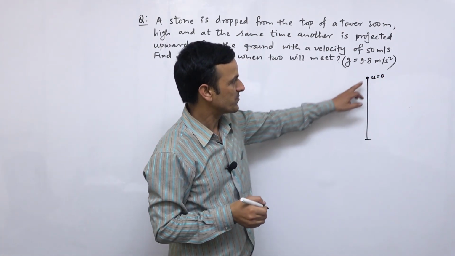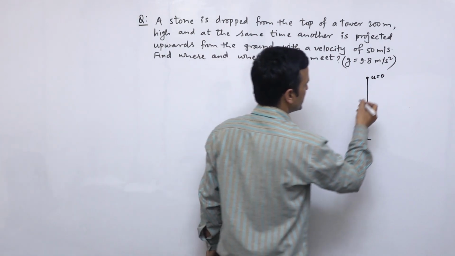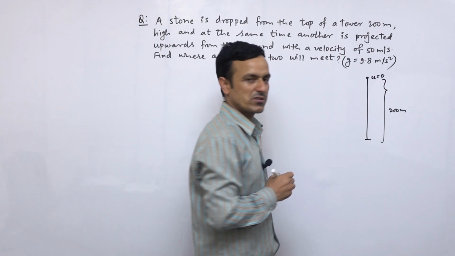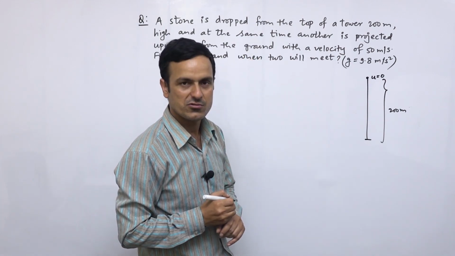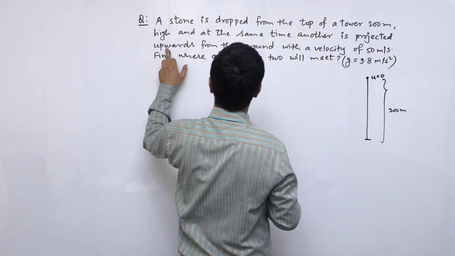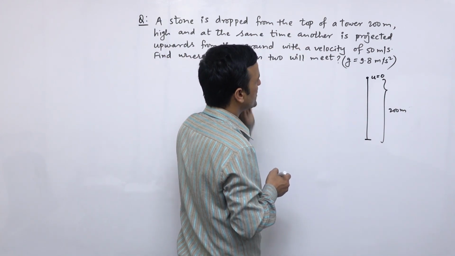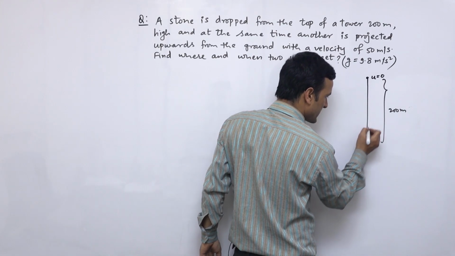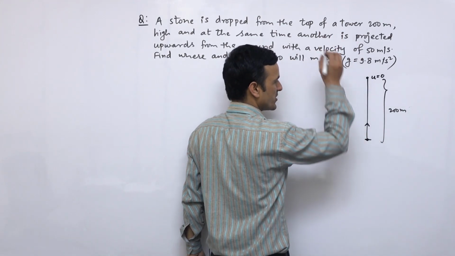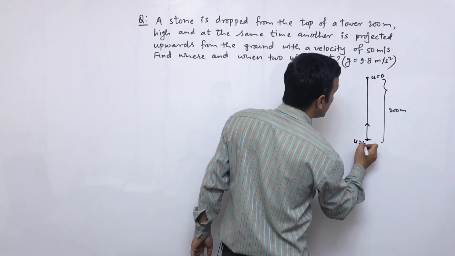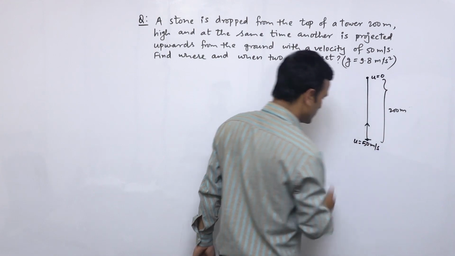A stone is dropped from this position, and its height is 200 meters. The total height of this tower is 200 meters. At the same time, another stone is projected upwards from the ground, from this point. Its velocity u is 50 meter per second.